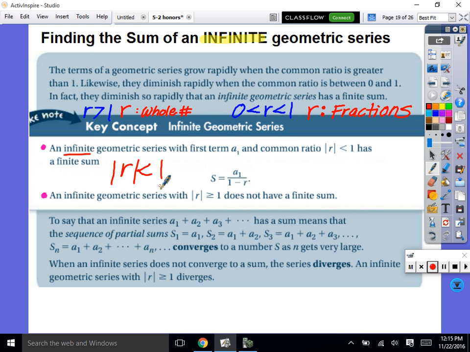And then you'll say, oh, that does make sense. And then if our ratio is getting larger and larger, if the absolute value of r is greater than or equal to 1, it won't have a finite sum. Because if something's just getting larger and larger, so anyways, let me show you before I explain.